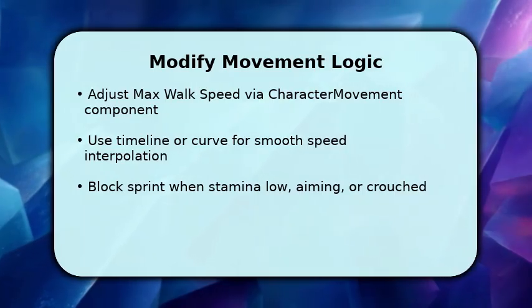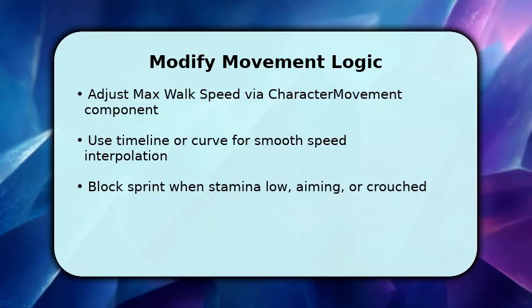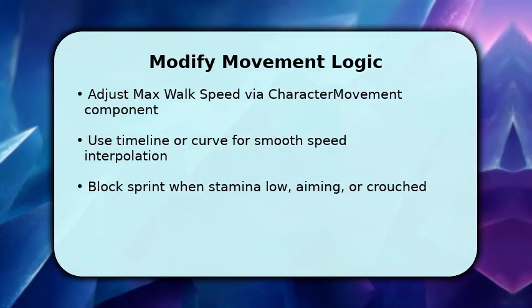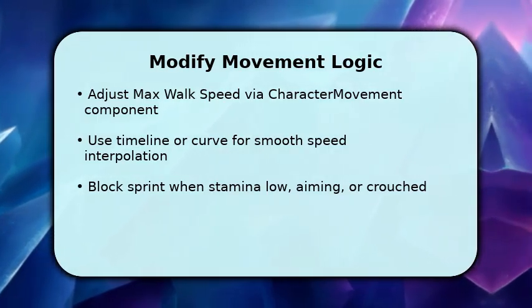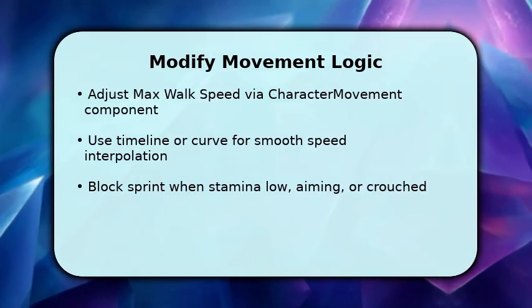Now implement the actual speed change. Set character movement max walk speed dynamically when sprinting is true. You do this rather than teleporting to preserve friction and slope behavior. For a polished feel, interpolate with a timeline or a float curve so speed eases in and out rather than snapping.